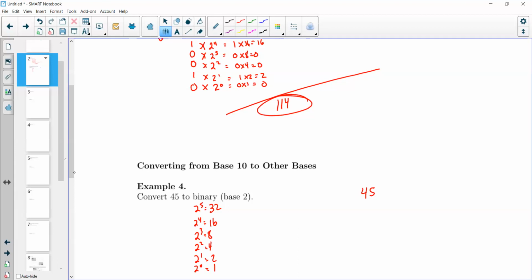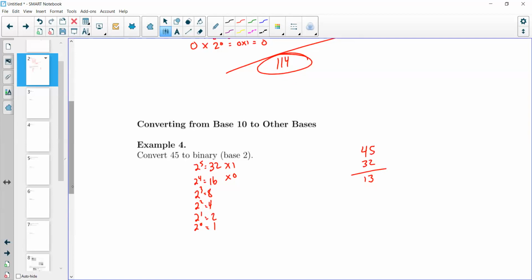How many times will 32 go into 45? Anybody? 1. Okay, and 1 times 32 is 32. Subtracting, I have 13 left. How many times will 16 go into 13? 0. Very good. How many times will 8 go into 13? 1, so that's 8. Now I have 5 left over.